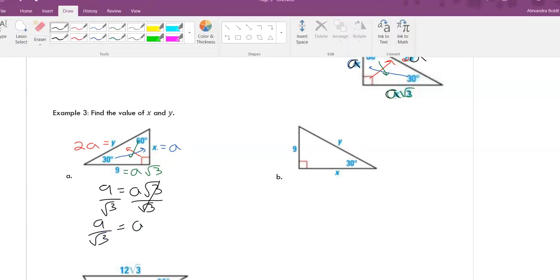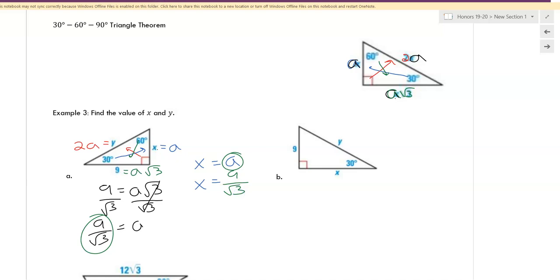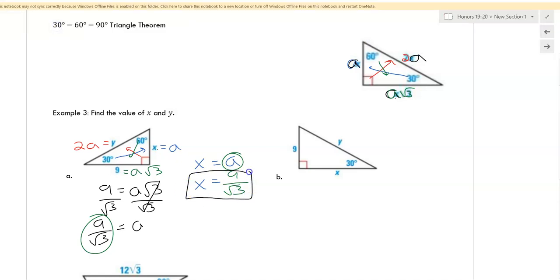Okay, now I need to solve for x and solve for y. So x equals A. Well, x equals, we already know this, 9 over root 3. And there's nothing else I have to do here.